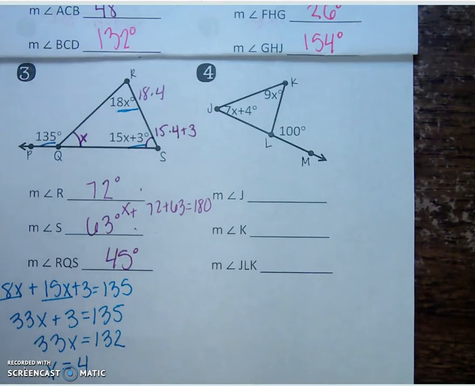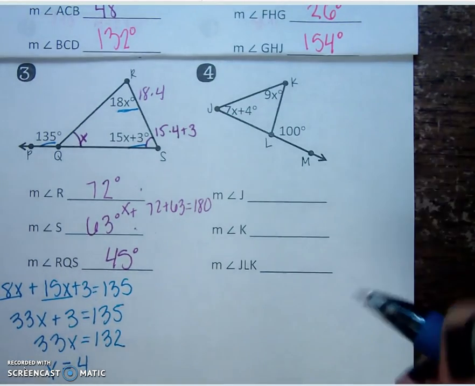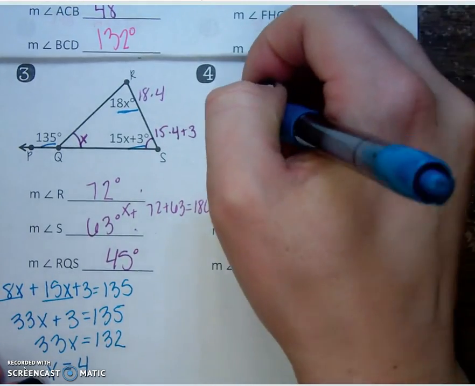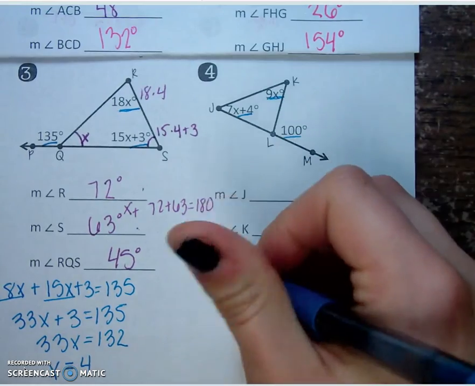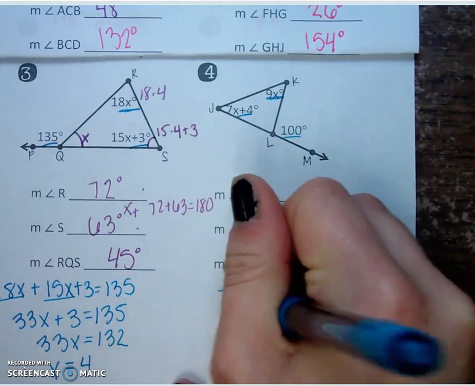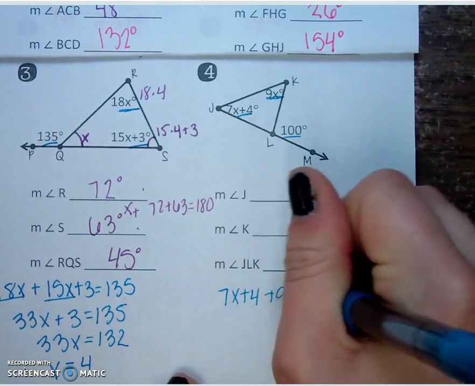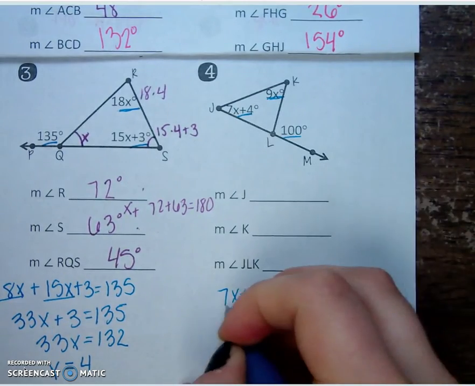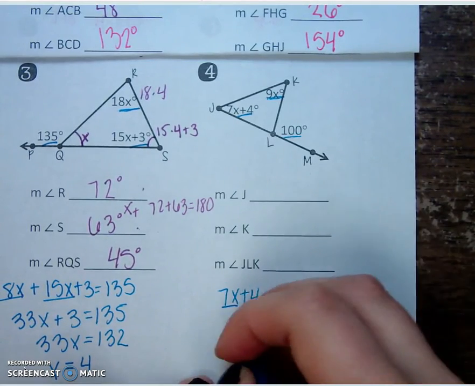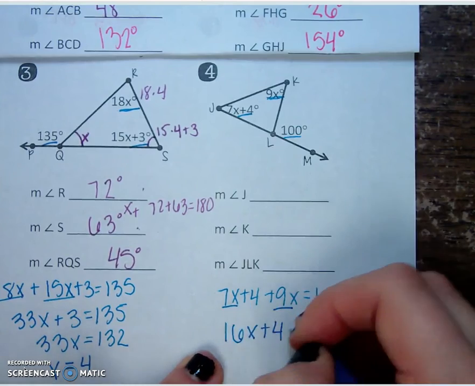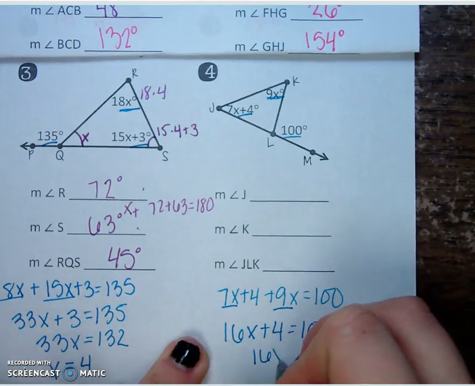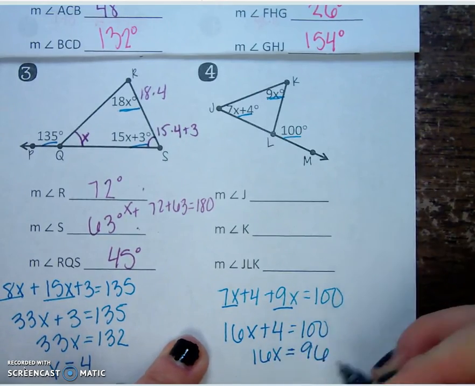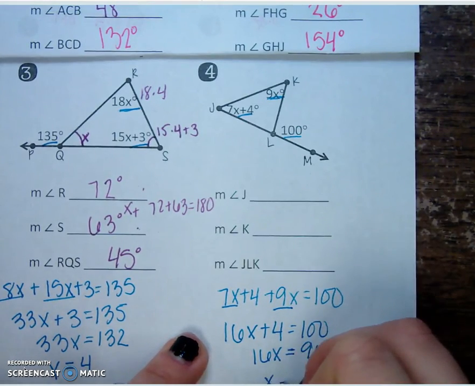All right, and I'm going to finish up. Again, I know that my remote interior angles equal my exterior angle. So 7x plus 4 plus 9x will equal that 100. Combine your like terms. 16x plus 4 equals 100. Subtract 4 from both sides. 16x equals 96. Divide by 16, x equals 6.